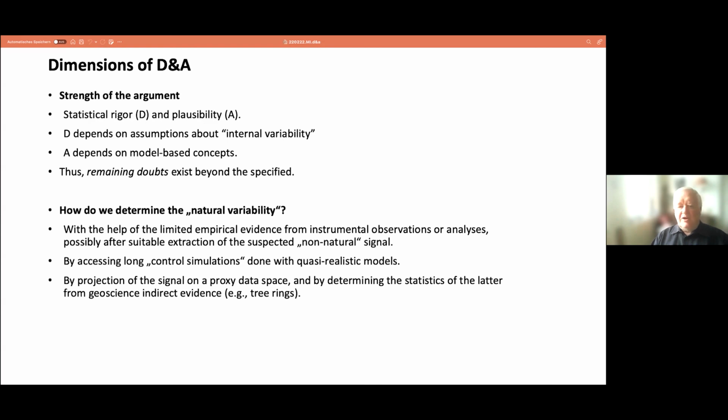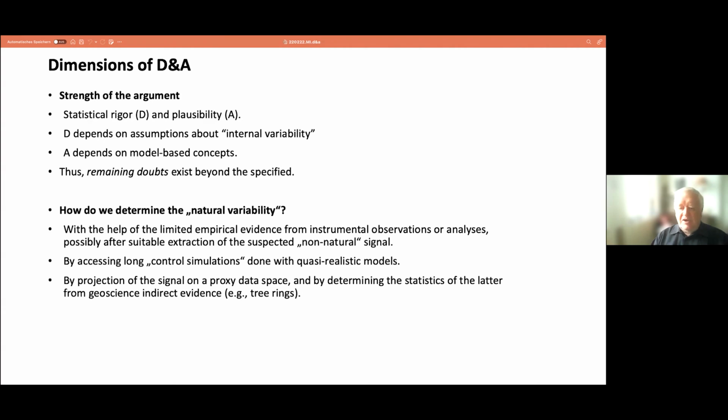Now, how do we determine attributability? We can use the limited empirical evidence from instrumental observations or analyses, possibly after suitable extraction of the suspected non-natural signals. That's what we did when we started this. We can also look at long control simulations with quasi-realistic climate models, such as this 2000-year paleo simulation. But we could also, and this has been done not very often, project the signal on a proxy data space and then determine the statistics of the latter from geoscience indirect evidence.